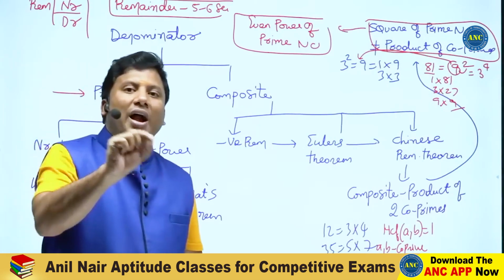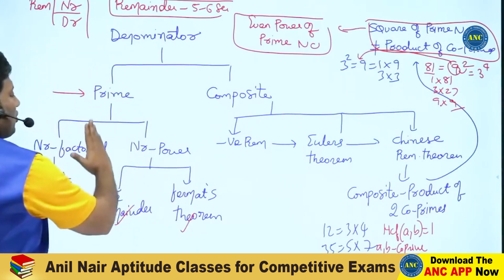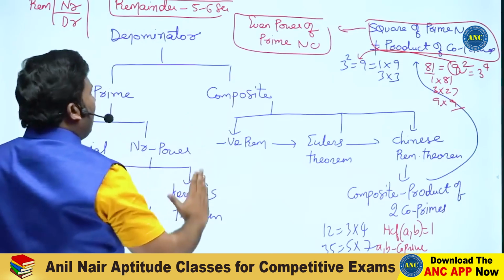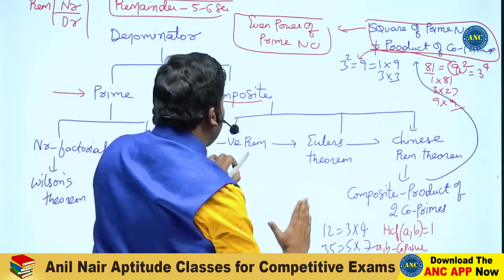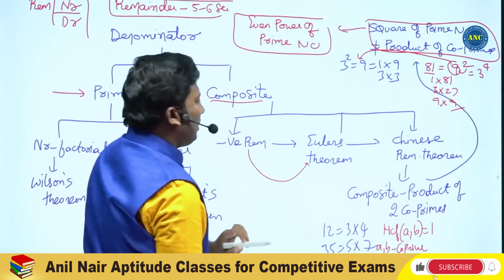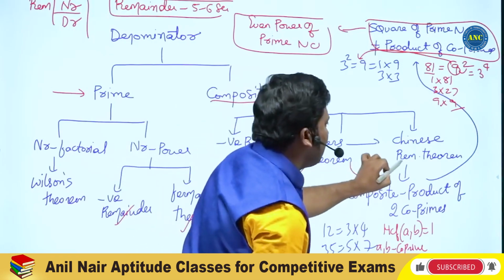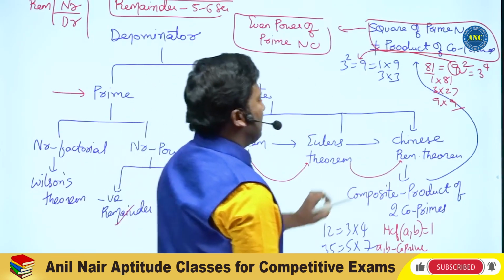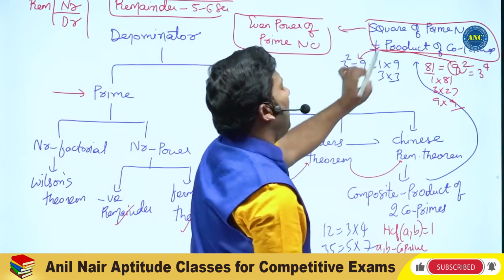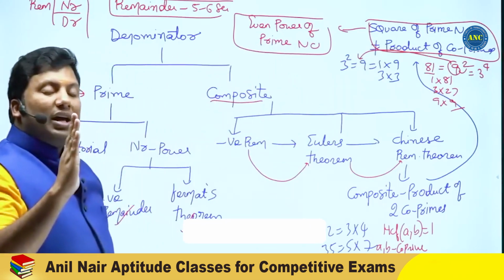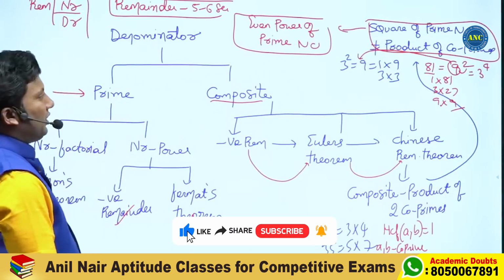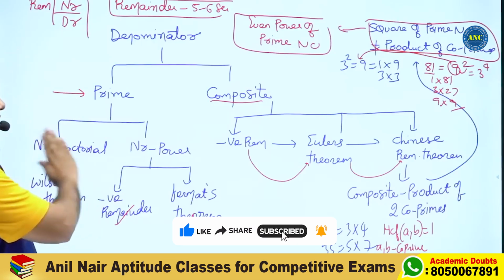Do not solve hundreds of questions. Solve the questions in a structured way. If the denominator is a composite, I will use this. If it is taking more time, I will use this. If it is taking more time, I will use this. This concept will not be applied when the denominator is a product of coprimes. Crystal clear clarity.